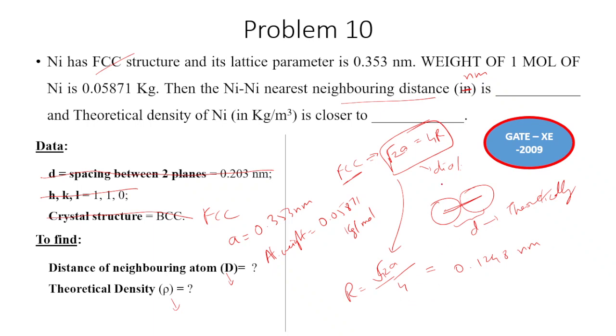Now what do we want? We want the diameter. So diameter is 2 into 0.1248, which is equal to 0.2496 or about 0.25 nanometer. Okay. So now we have found the nearest neighboring distance. Now we find the theoretical density. Does anybody know the formula for theoretical density? We'll do it in the next page.